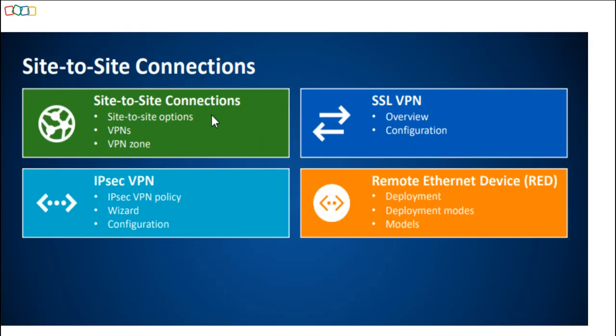Okay. The fourth module would be for the site-to-site connection. This is generally for your head office and multiple branch offices. You can connect your head office and communicate with your branch offices with the help of site-to-site connections. So we have two options available on Sophos XG Firewall.